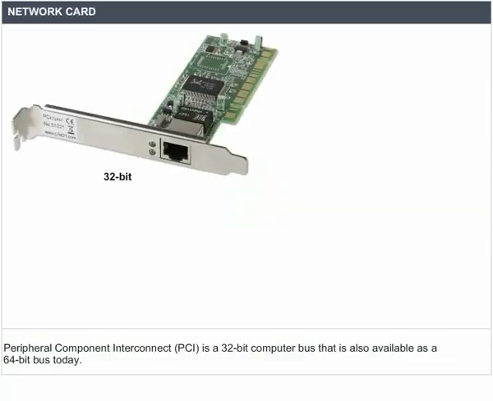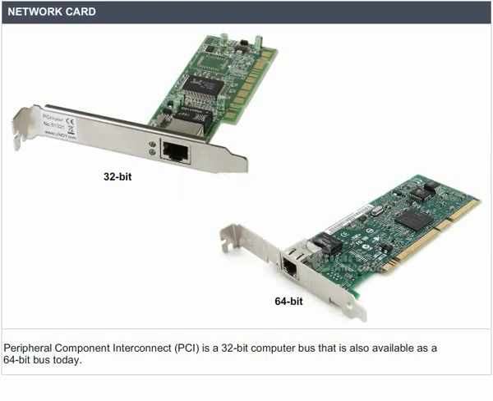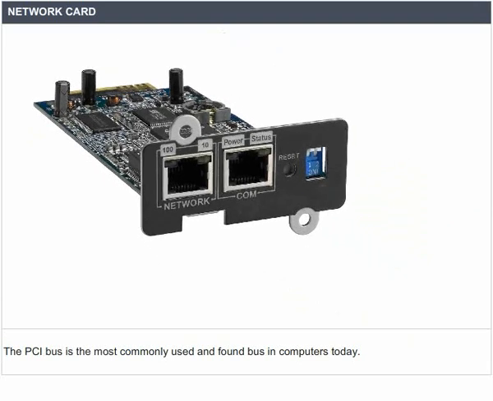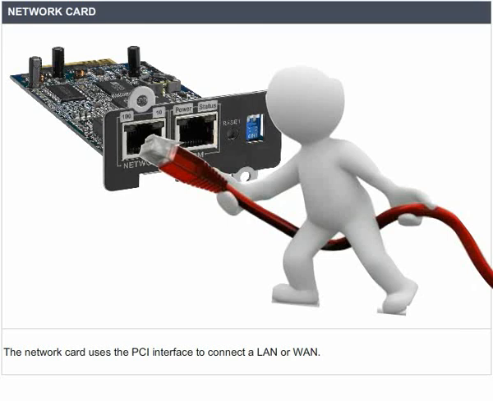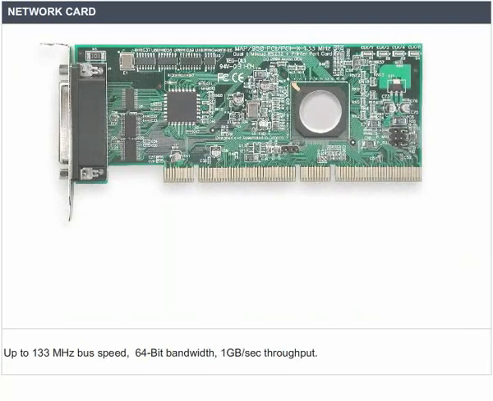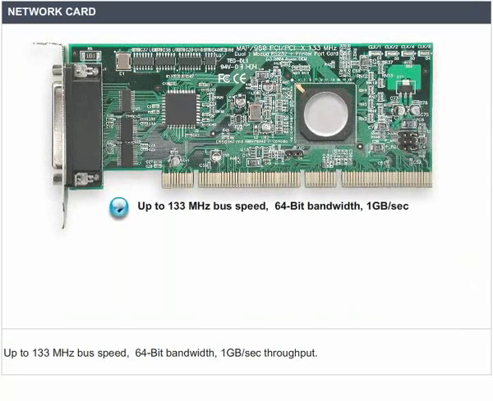Network card. Peripheral Component Interconnect (PCI) is a 32-bit computer bus that is also available as a 64-bit bus today. The PCI bus is the most commonly used bus in computers today. The network card uses the PCI interface to connect to a LAN or WAN. PCI-X is a higher performance bus that is designed to meet the increased I/O demands of technologies such as fiber channel, gigabit Ethernet, and Ultra 3 SCSI. Up to 133 MHz bus speed, 64-bit bandwidth, and 1 GB per second throughput.